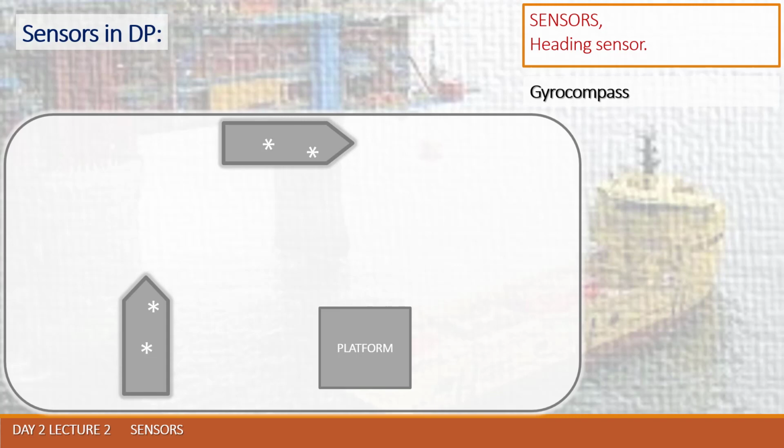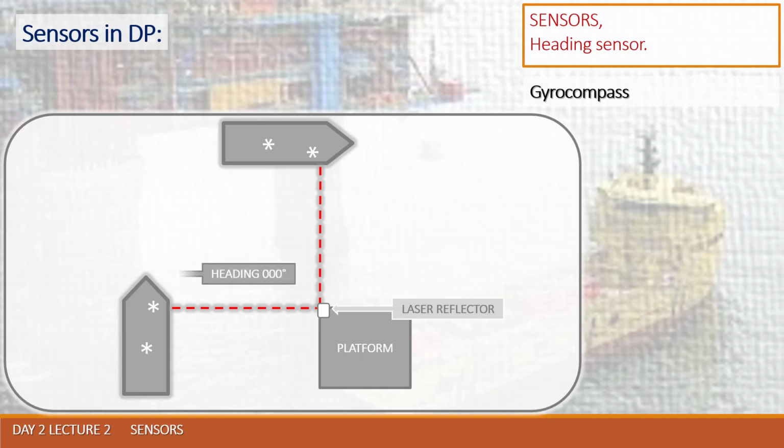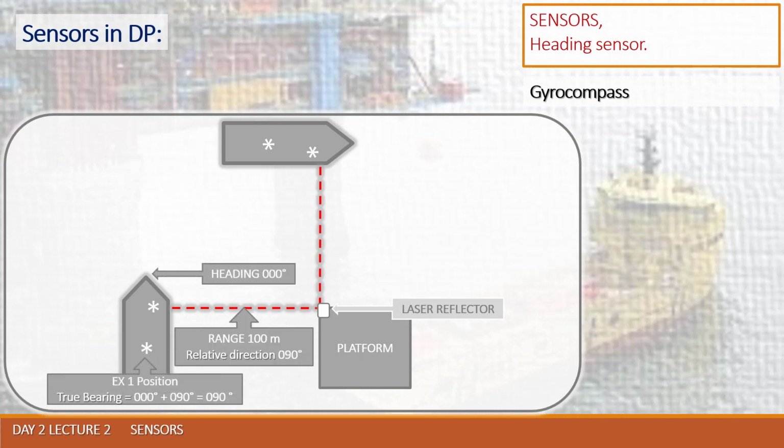Pay attention to the next sketch. Here we have two examples of fan beam calculations. In both examples we have the same relative direction and range. The relative direction in both examples is 90 degrees, but when we do the true bearing calculation we have some difference. In example 1 we have a true bearing of 90 degrees, and in example 2 we have a true bearing of 180 degrees.